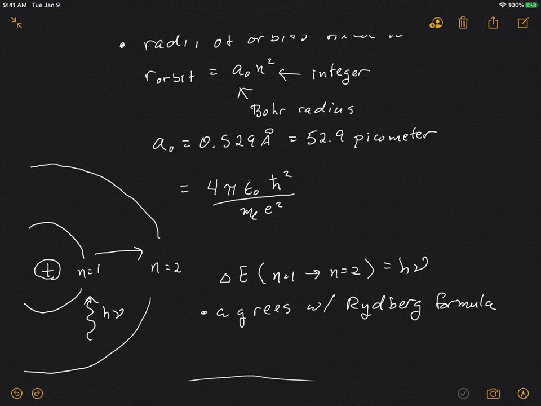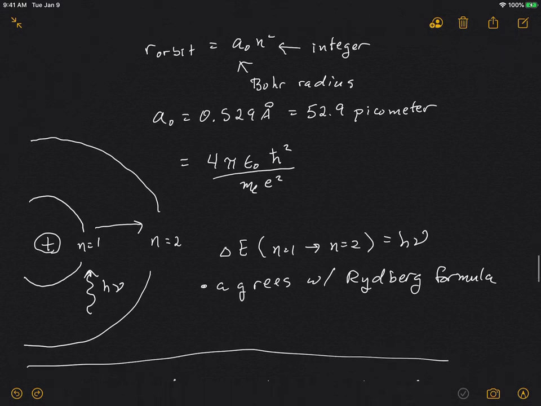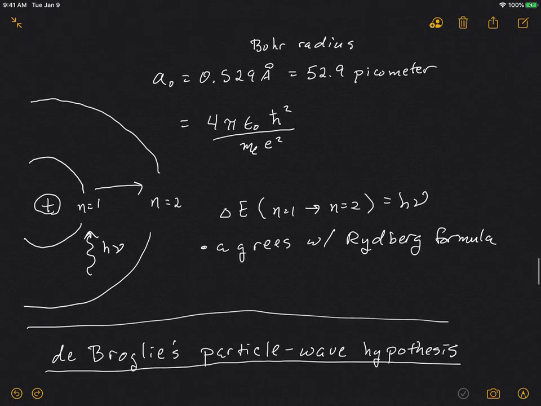discharge tubes. So this formula seemed to include some electrostatics, and it agreed with the Rydberg formula, so it seemed like a real step forward. Nevertheless, it left a lot of questions open. There were holes in this theory big enough to drive a Mack truck through, but it did seem like a step forward.